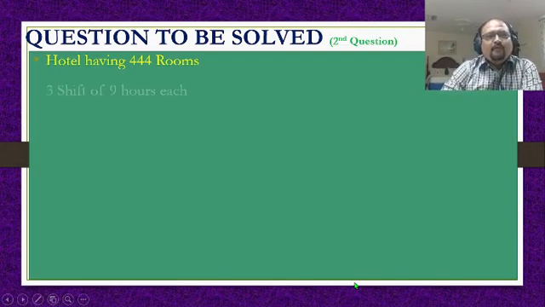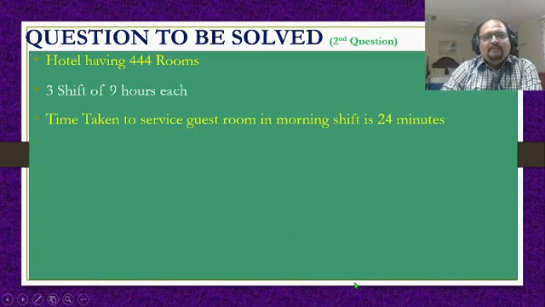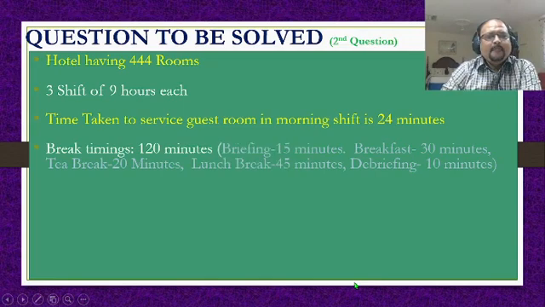Hotel having 444 rooms. 3 shifts of 9 hours each. Time taken to service a guest room in morning shift is 24 minutes in this particular condition. Break timings is total 120 minutes, where briefing is for 15 minutes, breakfast is for 30 minutes, tea break is for 20 minutes, lunch break is for 45 minutes and you have debriefing for 10 minutes.